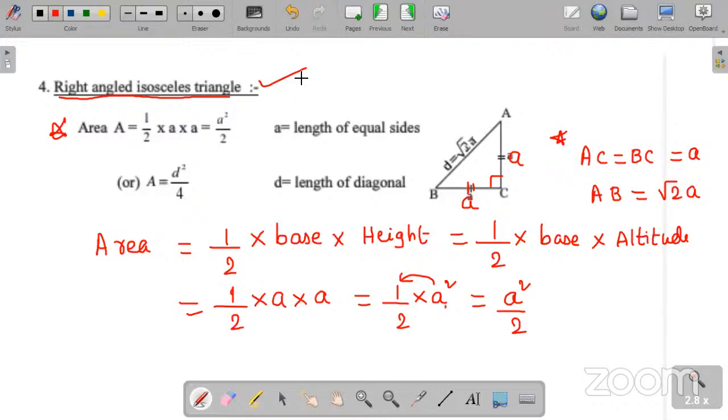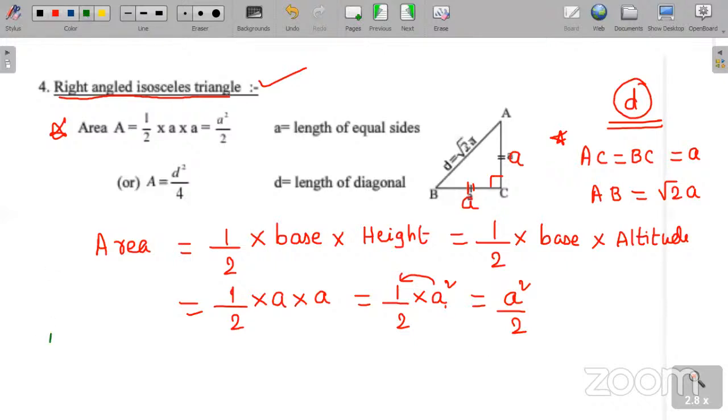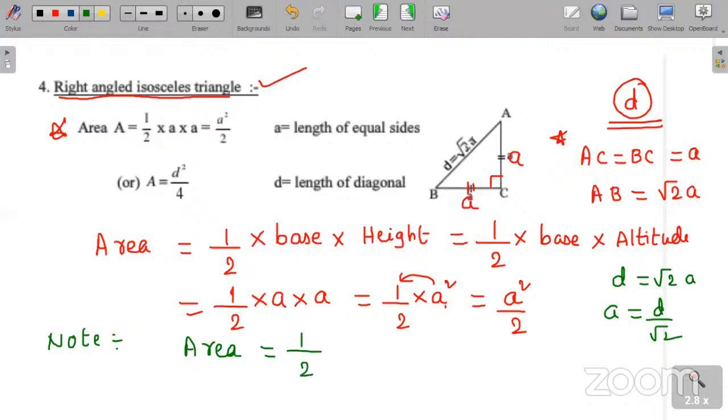For example, if the diagonal D is given, how do we find its area? Important point, note. My dear students, what is the relation here? The diagonal is equal to root 2 times A. So side A is equal to D by root 2. Substitute D by root 2 instead of A. So what do you get? Area is equal to half into A square. A square means D by root 2 whole square. You get D square by root 2 square, which is 2. So D square into 1 is D square, and 2 into 2 is 4.